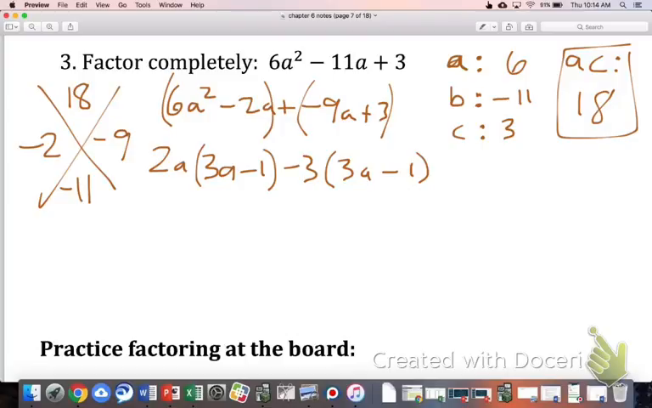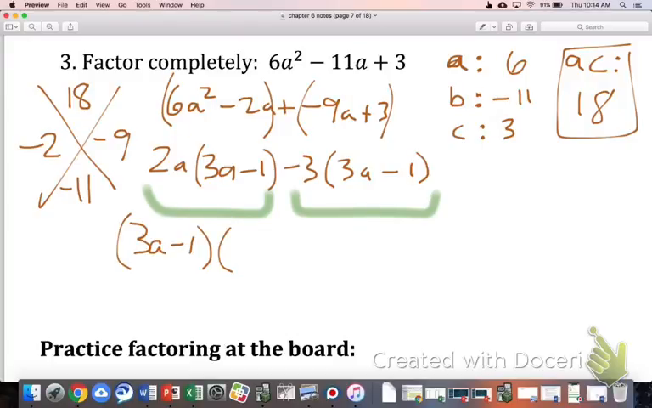Okay? And then finally, if I look at these two terms right here, do you see how they both have that binomial in common? So we would factor that out. I would get 3a minus 1, factor it out. The leftover here would be 2a. The leftover here would be minus 3. And I'm done.